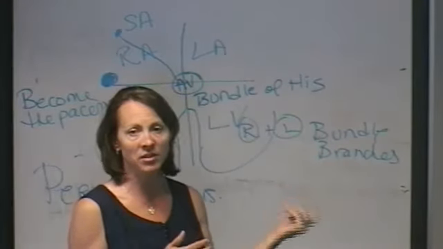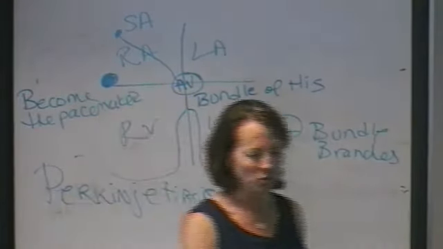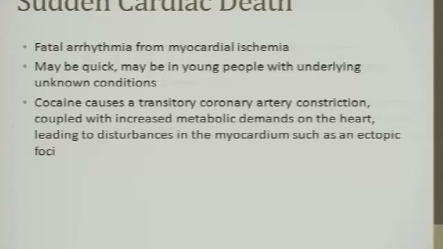Okay, cocaine has a lot. This was just a little note. We'll zoom in for people at home. Okay, cocaine can cause a transitory coronary artery constriction coupled with increased metabolic demand of the heart. So, you know, if you've ever seen people come in who have gone on a real bender with cocaine, well, they can have heart damage because this is directly affecting the heart. Okay.